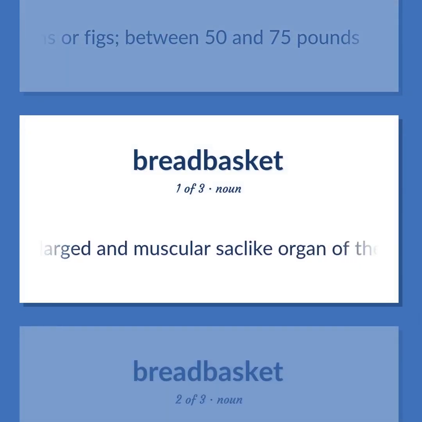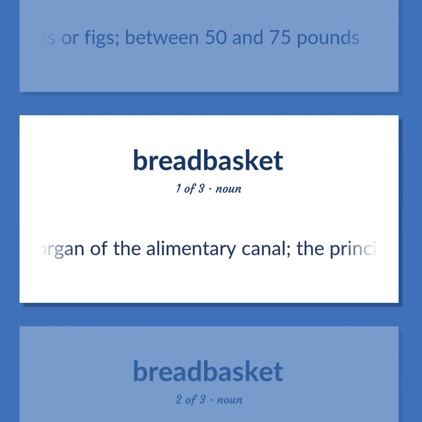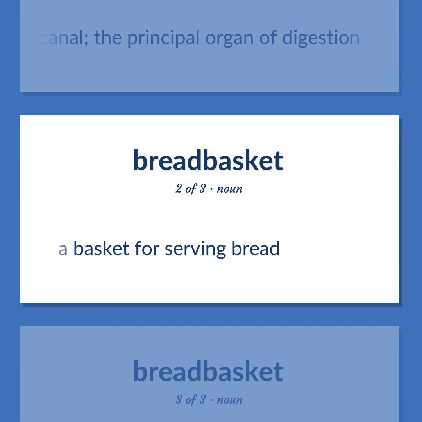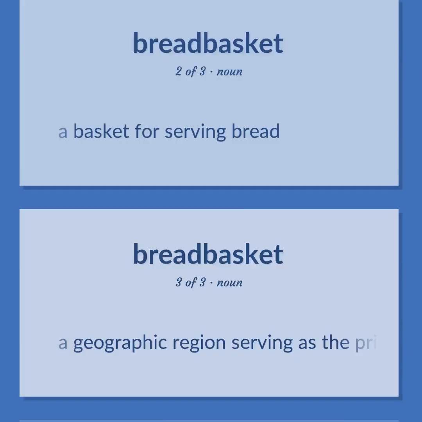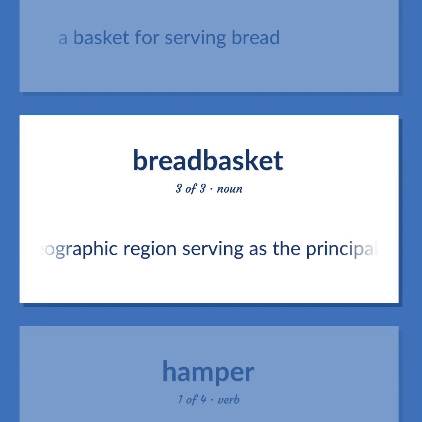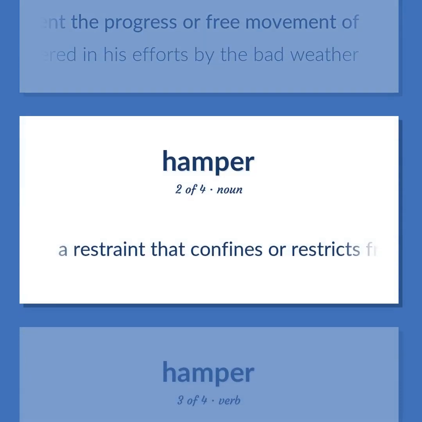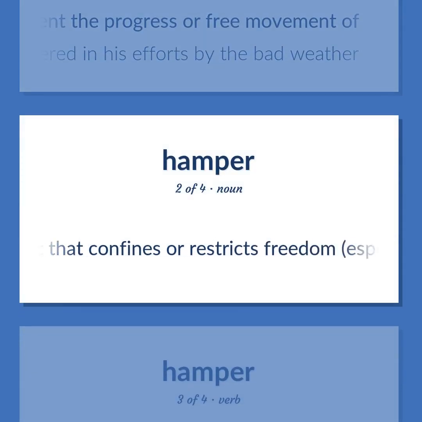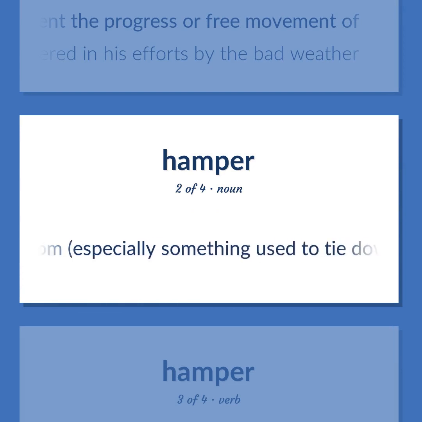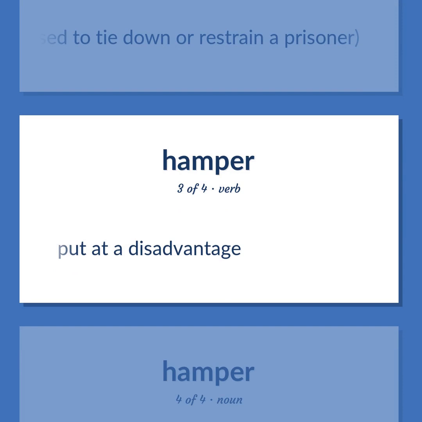An enlarged and muscular sac-like organ of the alimentary canal, the principal organ of digestion. A basket for serving bread. A geographic region serving as the principal source of grain. Prevent the progress or free movement of. He was hampered in his efforts by the bad weather. A restraint that confines or restricts freedom, especially something used to tie down or restrain a prisoner. Put at a disadvantage.